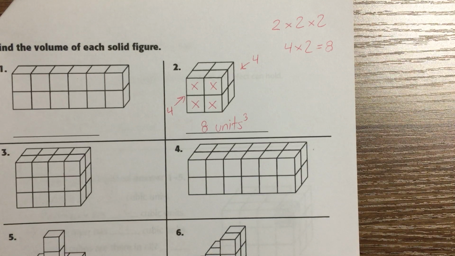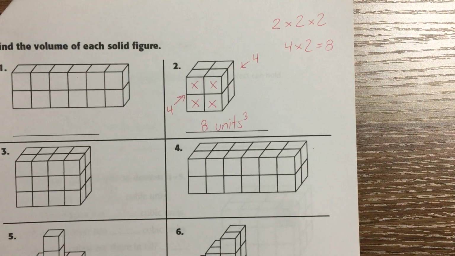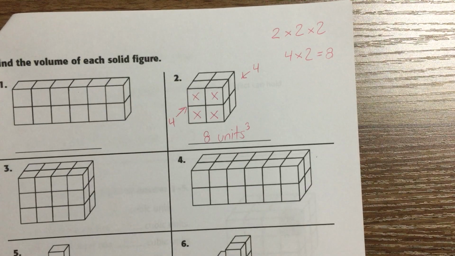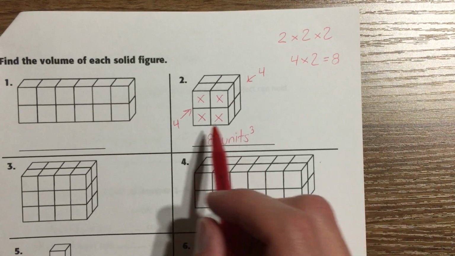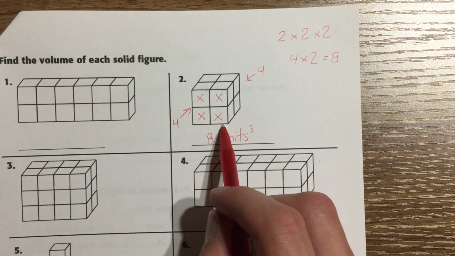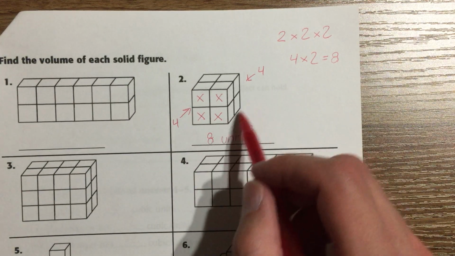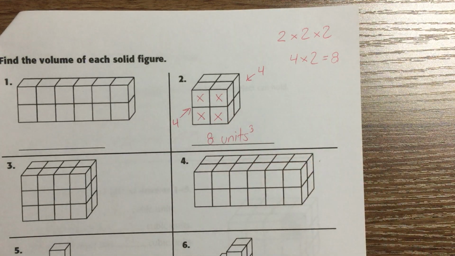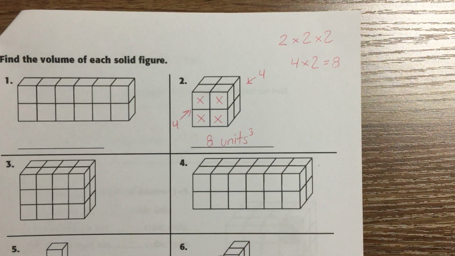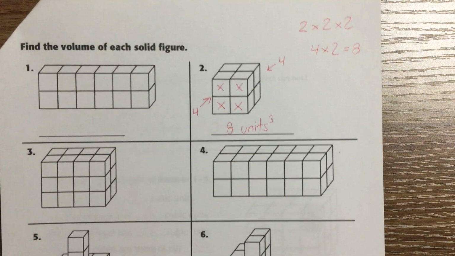So we could count each individual cube, or we could add up the total number in each layer, or we could just say, okay, how many cubes wide is it? How many cubes deep is it? How many cubes tall is it? Either way, we're going to get the same answer, which is pretty cool.